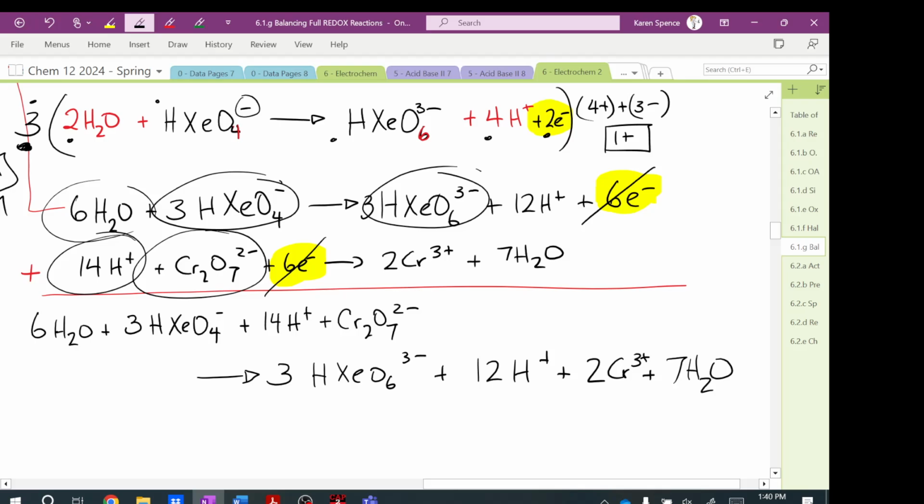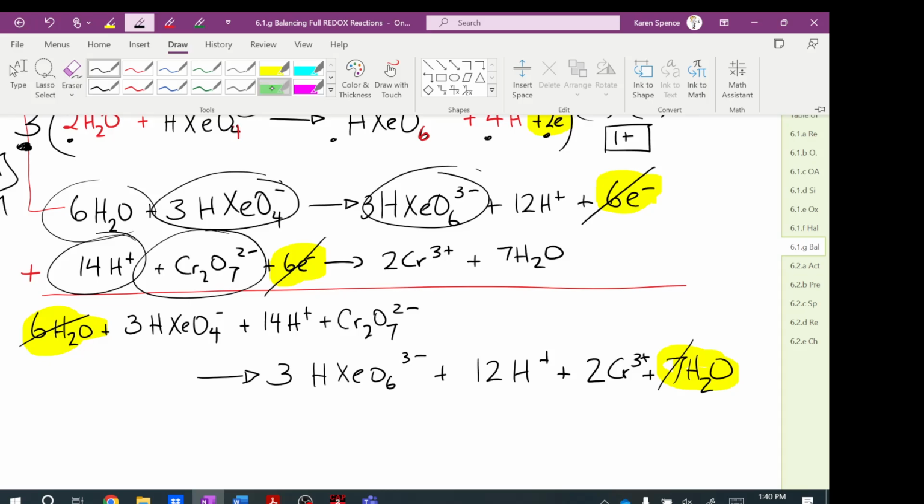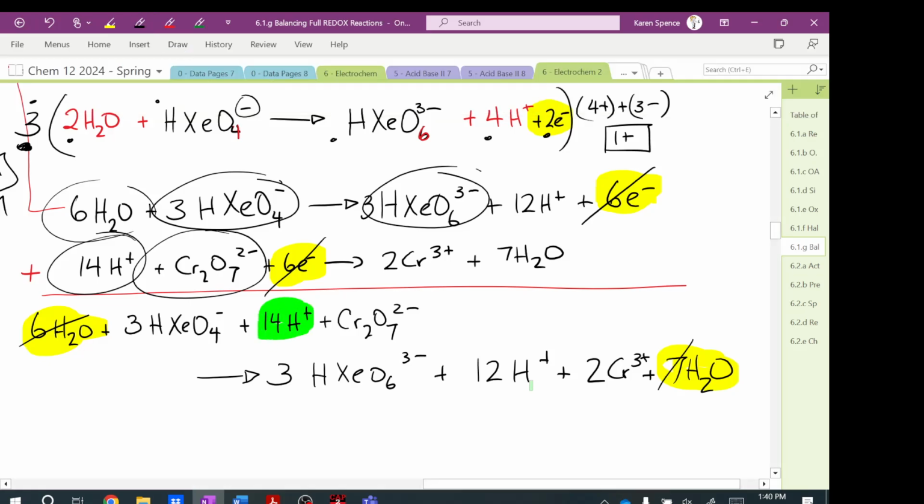Is there anything I can cancel here? I have waters on both sides, yes? So I could cancel 6 waters and get 1 water, yes? What else do I have? I also have H plus on each side. How many can I cancel? 12. So I'm going to have 2 left here, and all of those are gone.